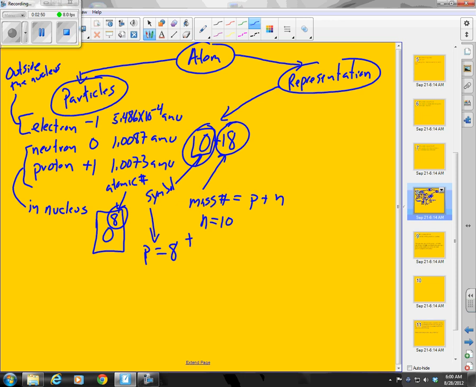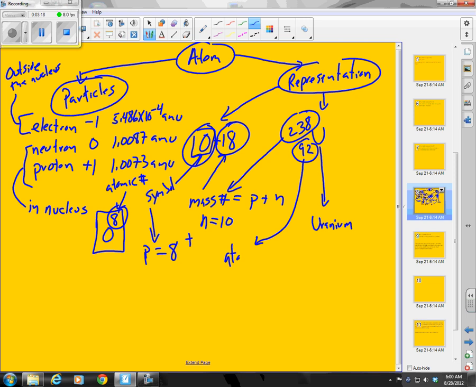There's another symbol that we can use, which is along the lines of uranium 92 238, right? Once again, my U stands for what? That's my symbol, uranium. What's my 238? My 238 is my mass number. And what's my 92? My 92 is my atomic number, the number of protons. Good.